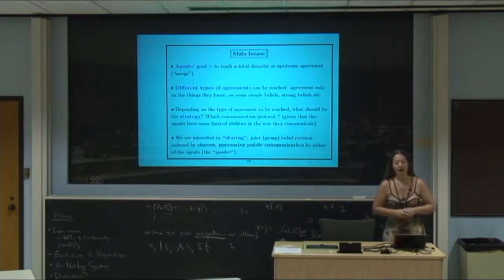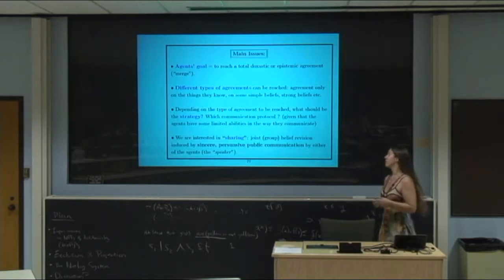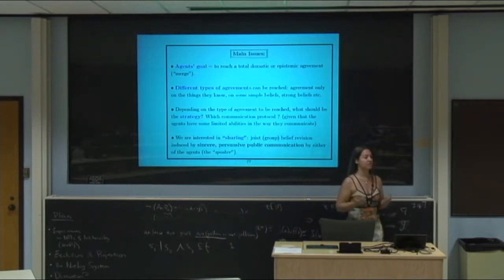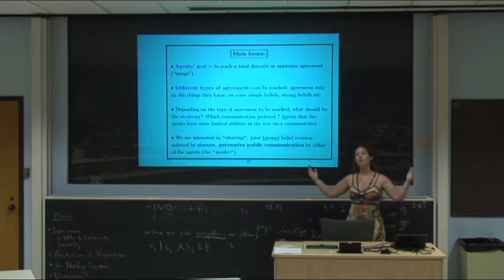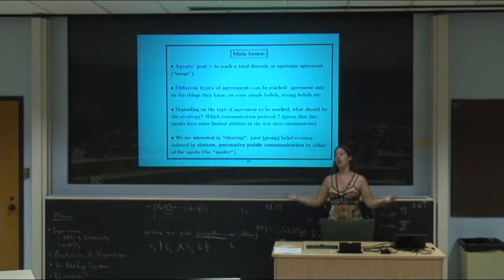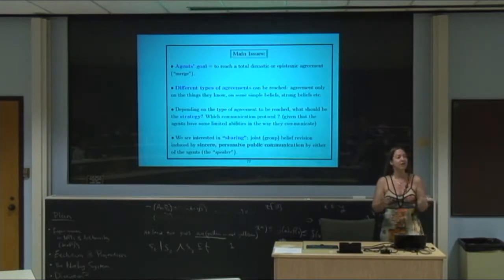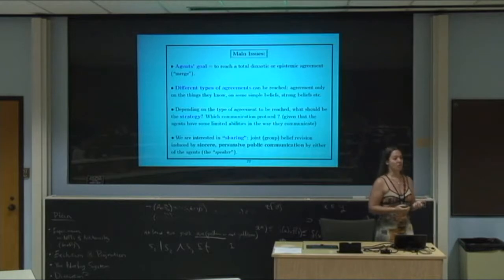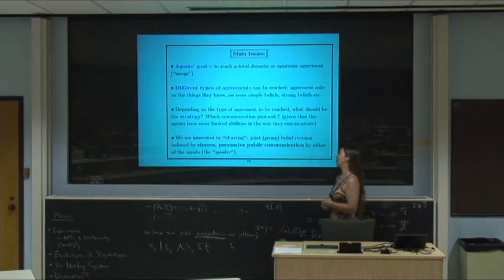So in general, what we're after is that the agents want to reach a goal. They want to share their information, and the goal is some kind of epistemic or doxastic agreement. Of course, there are different types of agreements. They can focus only on merging their knowledge, their strong beliefs, or their safe beliefs, the feasible type of knowledge, or only the weak beliefs. And depending on the type of agreement to be reached, there are specific strategies. So what strategy should these agents follow in order to reach the type of goal that they have in mind?